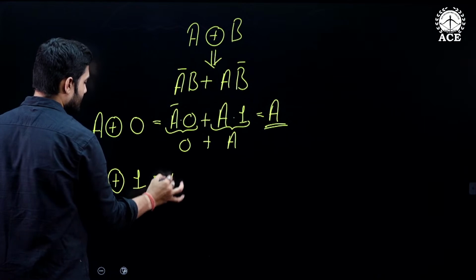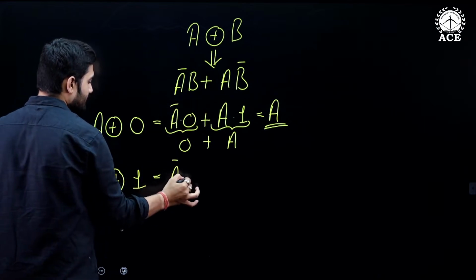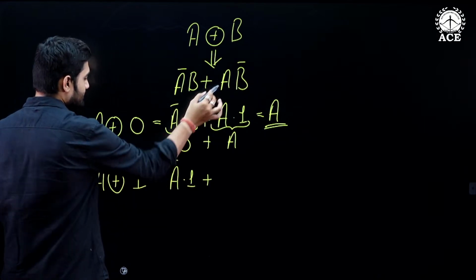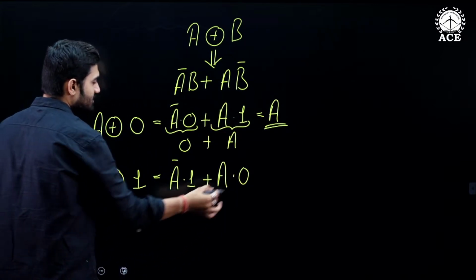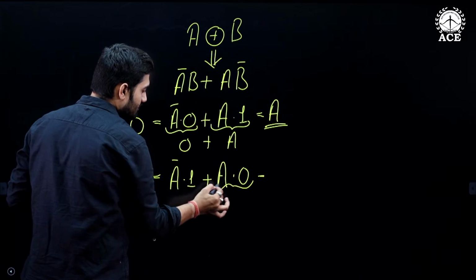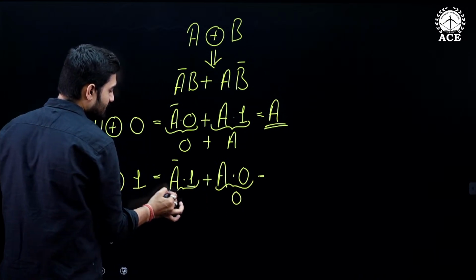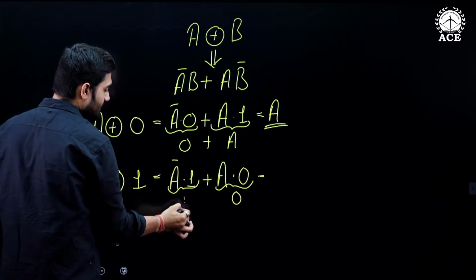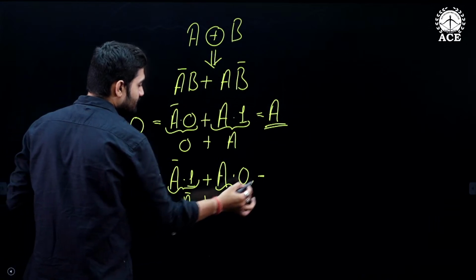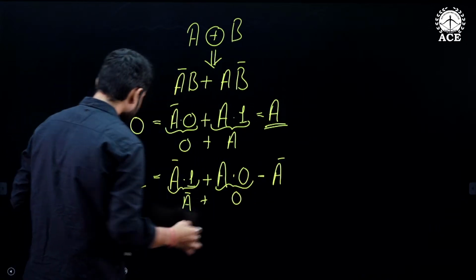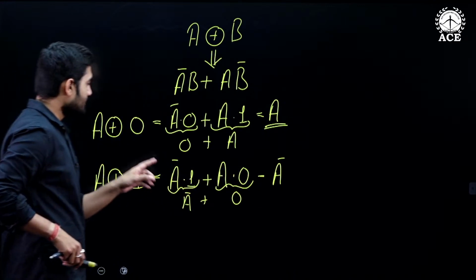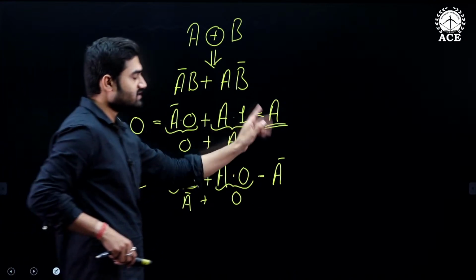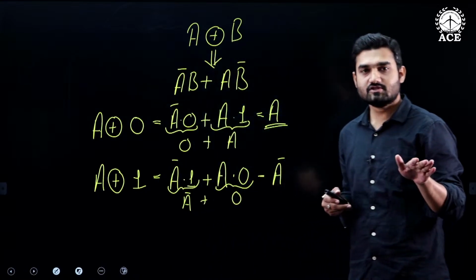This is A bar, B is directly 1, plus this is A. Now this is B bar, that means 0. That means this person is gone, he is 0. What is this person? This is A bar dot 1, that means A bar. A bar plus 0 is A bar. That means if I XOR 1 with A, the output is A bar. If I XOR A with 0, the output is A. I think till now everything is okay.